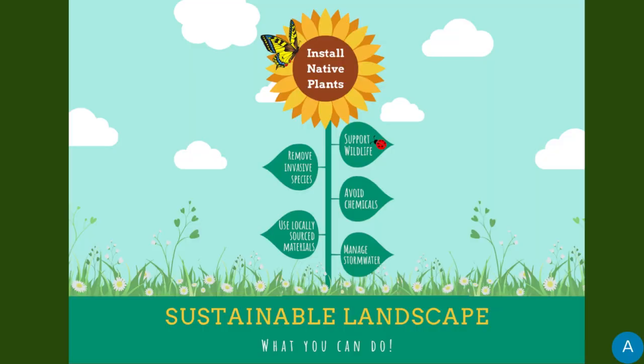Installing native plants is an important part of a sustainable landscape. Native plants are better suited for our local ecology. They better support wildlife. They require less chemical inputs, which will lead to less pollution into our local streams and rivers. They're more effective at managing stormwater, but make sure to remove invasive species in your yards so our native plants don't get out-competed. And also try to use locally sourced materials when you can.